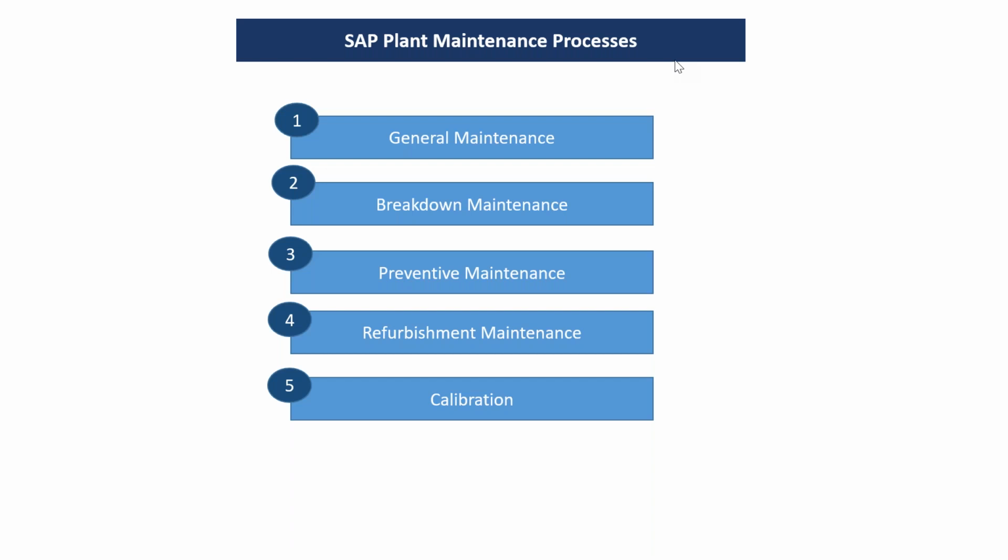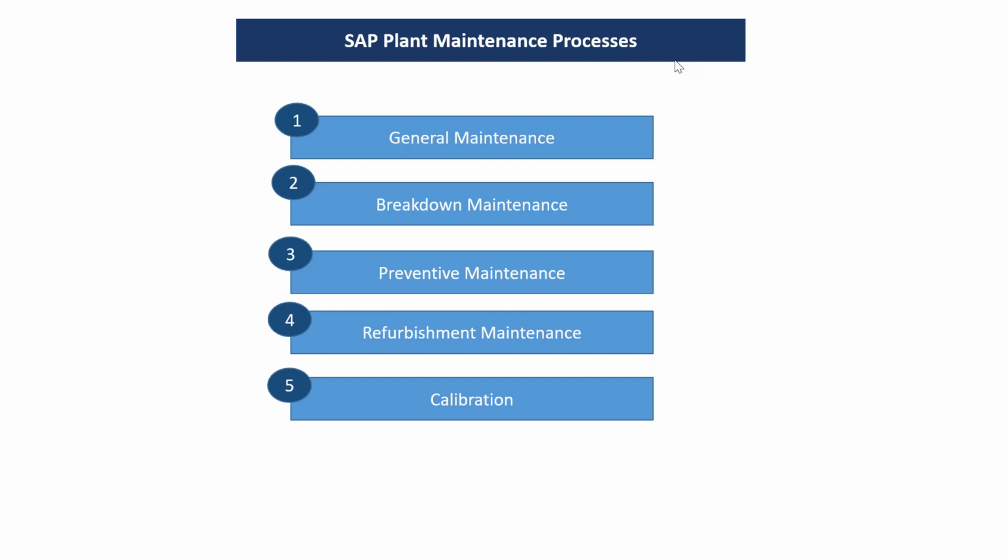Breakdown maintenance: let's say some breakdown has happened in the machine and it has completely stopped. In that case you need to take action quickly, so for that we need a separate process in the system. Then the third one is preventive maintenance, to prevent any breakdown or to make the machine more efficient. We need to go with the preventive approach, where the maintenance is done in advance, prior to any breakdown. In that case, the preventive maintenance process will be used.